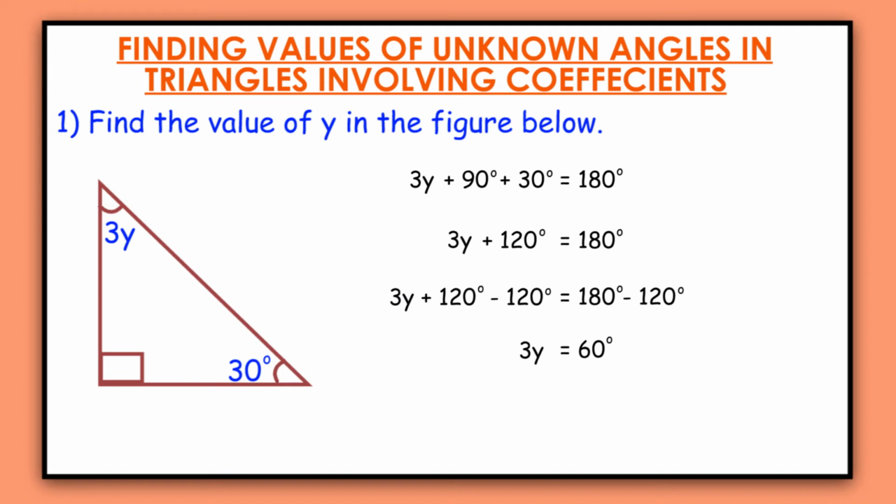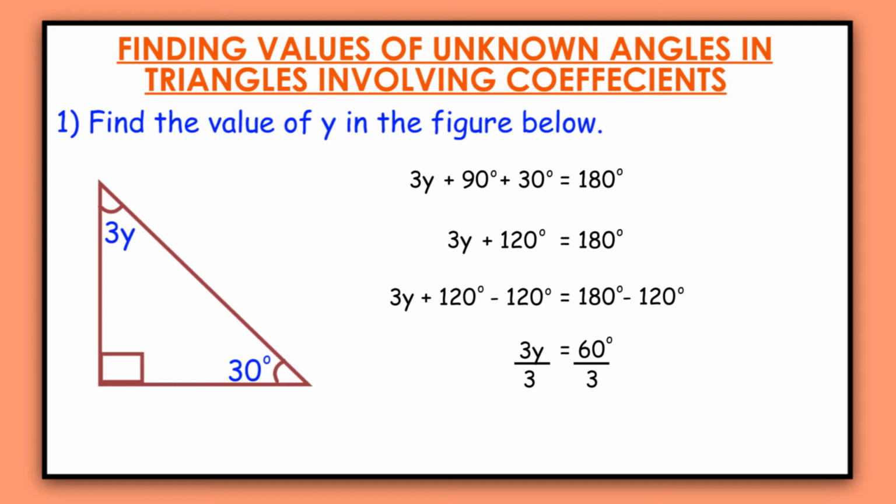The value of the single y will be found by dividing by the coefficient on both sides. Since our coefficient is a positive 3, we shall divide both sides by positive 3. So on the left hand side, we have 3y divided by 3, which is equal to, on the right hand side, 60 degrees divided by 3.